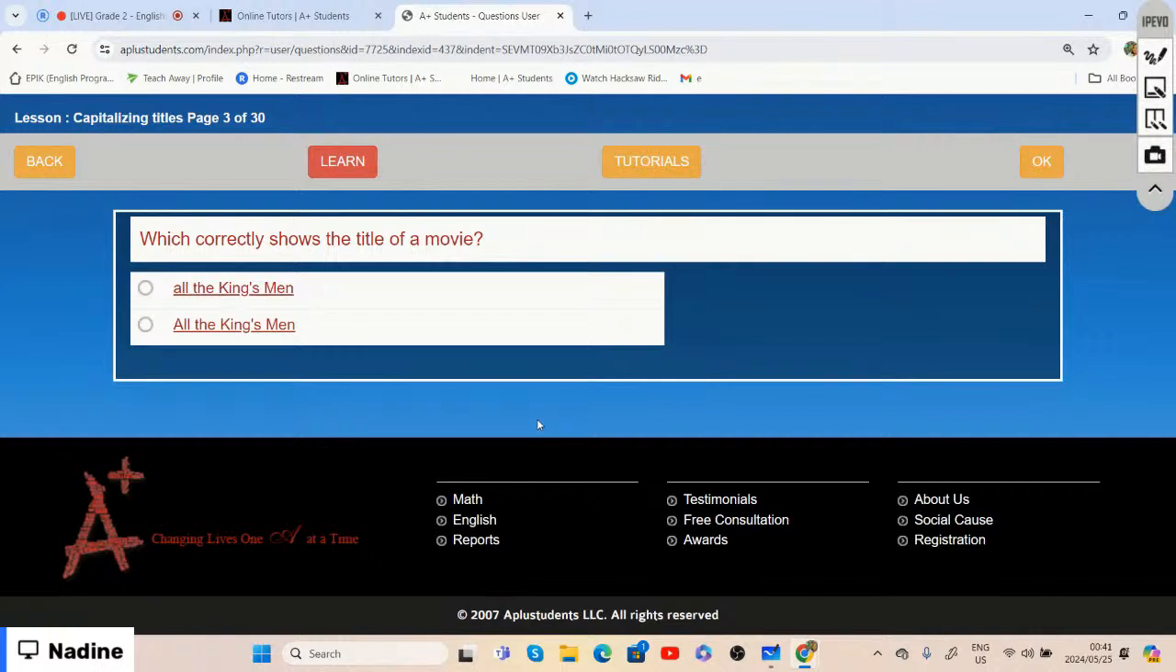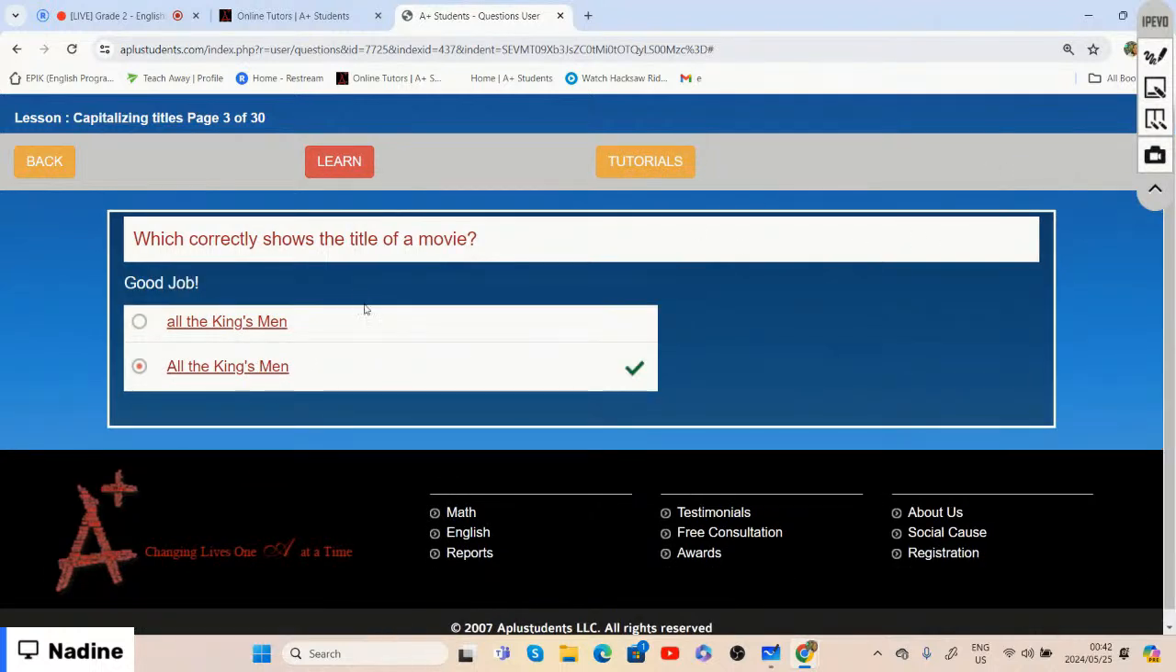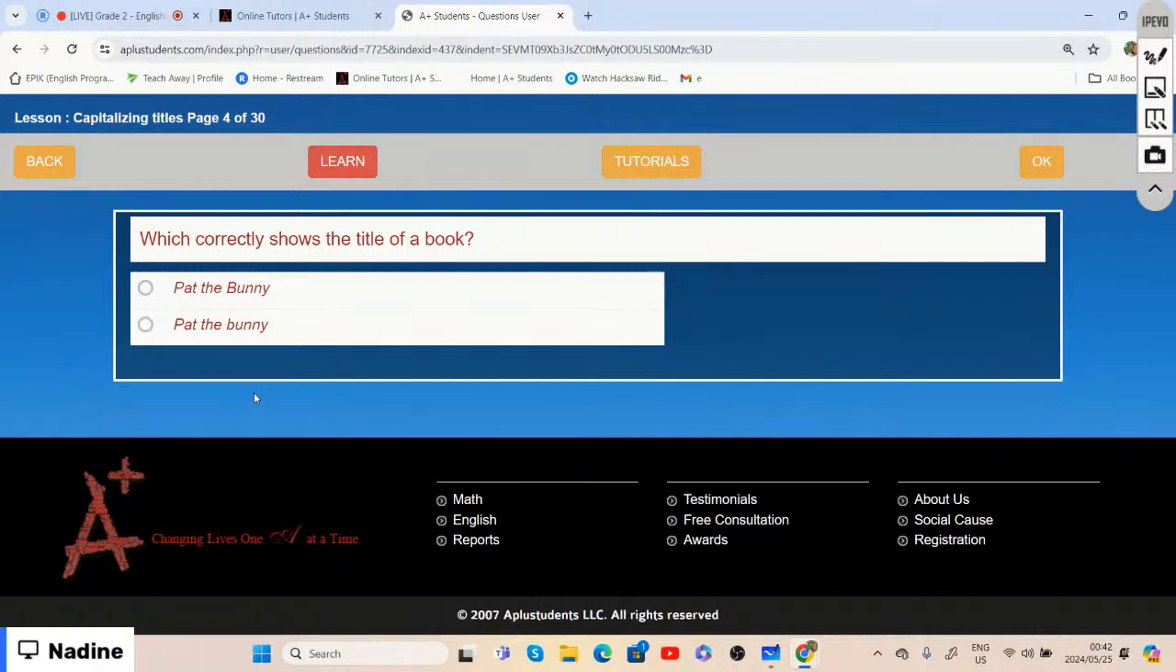Remember, we said the first word needs to be capitalized, the last word needs to be capitalized, and every other word in between needs to be capitalized, right? And if we were to correctly show the title of the movie, we would go with option two, right? So well done. Option two is correct. Yes, well done, girl.